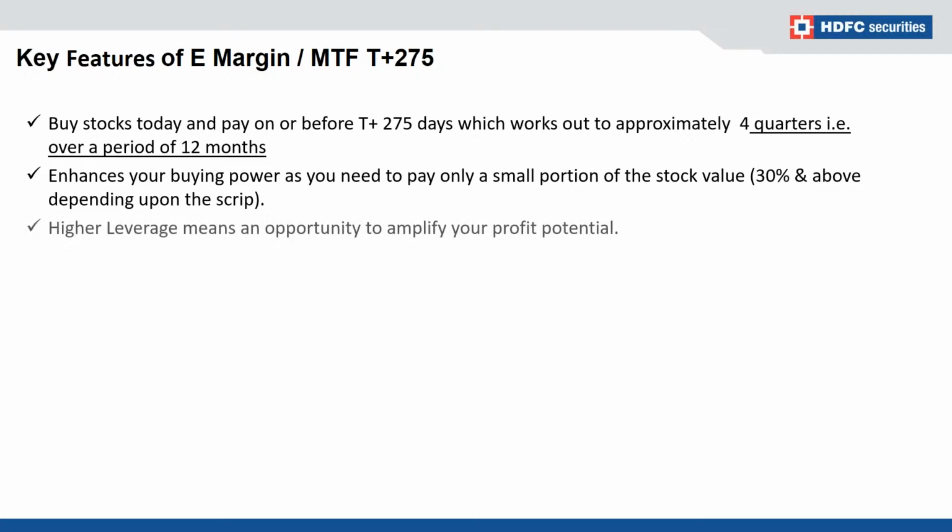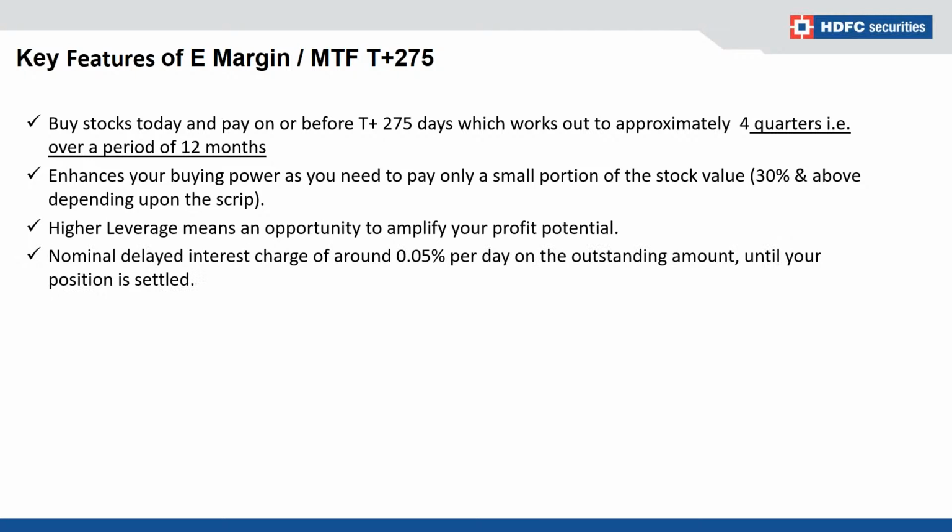Usually customers will pay 30%, 35%, 40% margins depending on the script. When I talk about higher leverage, it also implies that the customer would get higher profits, or the profit potential will also be higher if the price of the stock goes up. High leverage means an opportunity to get a higher profit potential. This also helps the investor to earn more with limited resources.